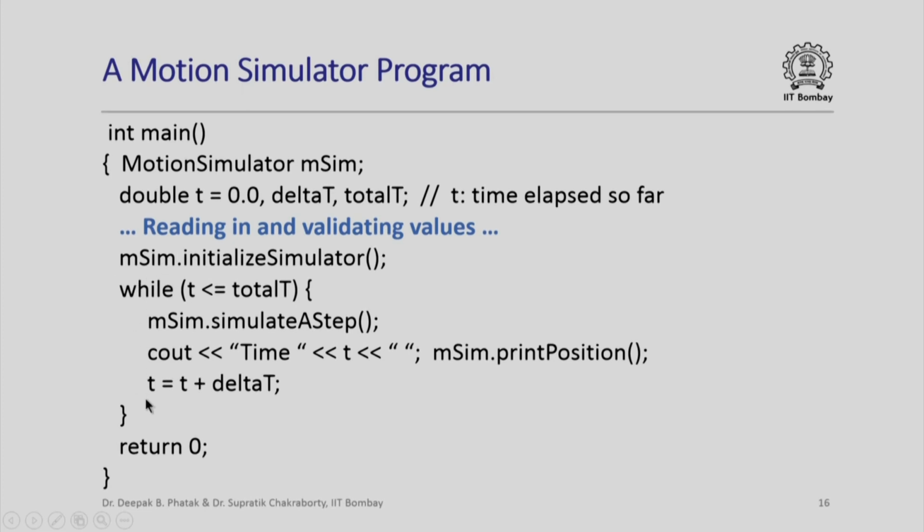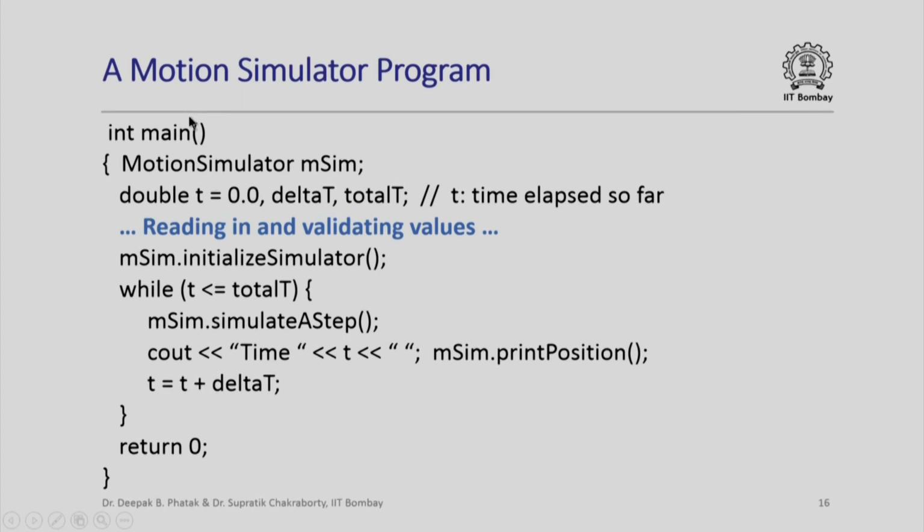And then this simulation loop is here: while the total amount of time elapsed so far is less than or equal to the total time for which we have to simulate, we are simply going to call this member function simulate a step of the object msim. What does it do? It basically simulates one step of duration delta t and thereby updates the position and the velocity in the object msim. And finally we are going to print out the position calculated within the object msim at time t, increment t by delta t, and continue this iteration.